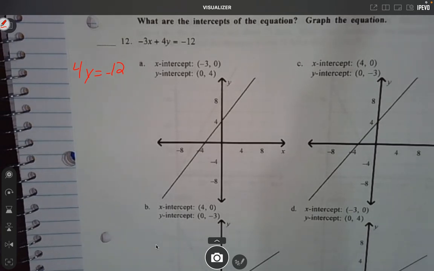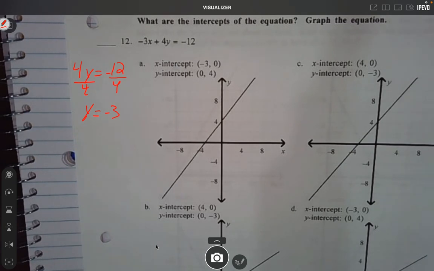I did the table thing. You can graph. Yeah, that's fine. That's very good. That's another way to do it. The way that I did go over is just to say 4y equals 12. So what would y equal? Divide by 4. And your y-intercept is negative 3.